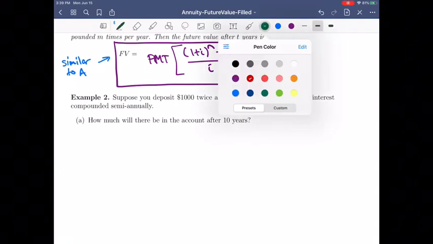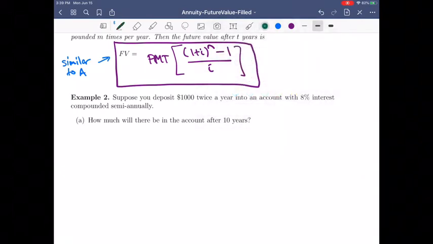So suppose that we deposit $1,000 twice per year into an account with 8% interest compounded semi-annually. So we know our payment is $1,000. Okay, the interest rate is 8% or 0.08. And the compounding period is twice per year or semi-annually, so m is going to be 2. Okay, and in part A, we want to know how much is in there after 10 years. So that means t is 10.